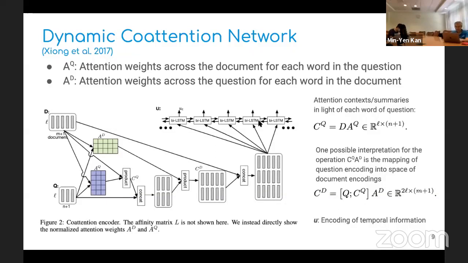Wait, is it or is it the other way around? I think CQ is the document, although it says Q. Wait, so AQ is the attention weights for the questions, right? And D is the document, which is the representation of the document. So you're using the attention and getting the representation of the document. L cross N plus 1. Yeah, I guess. Or is it? Oh, no, it's the other way around. That's very confusing.